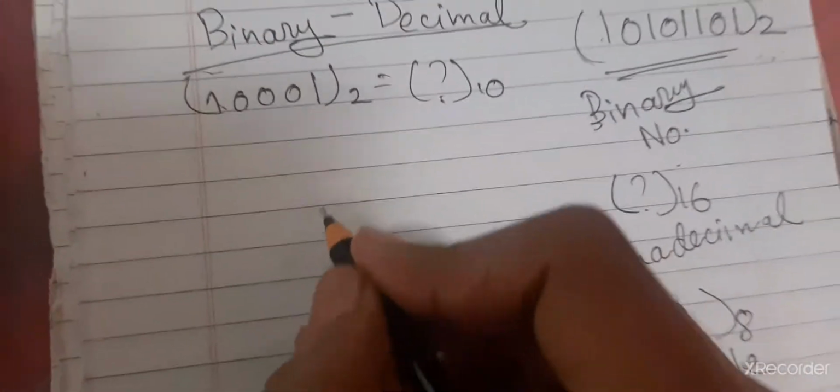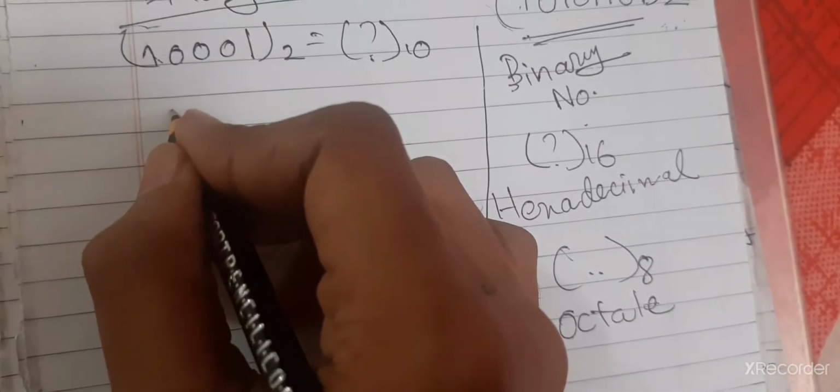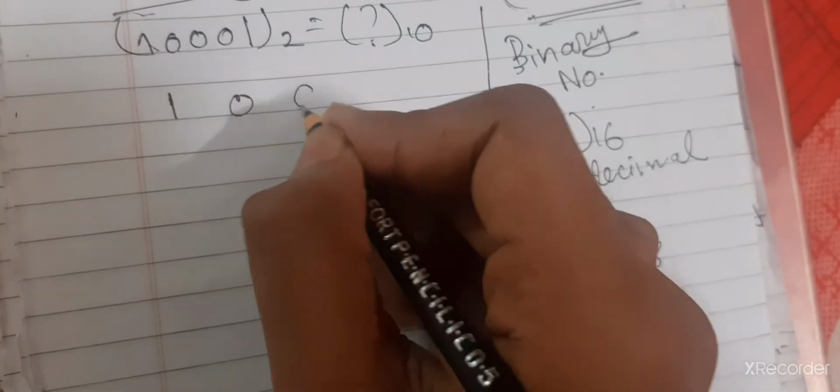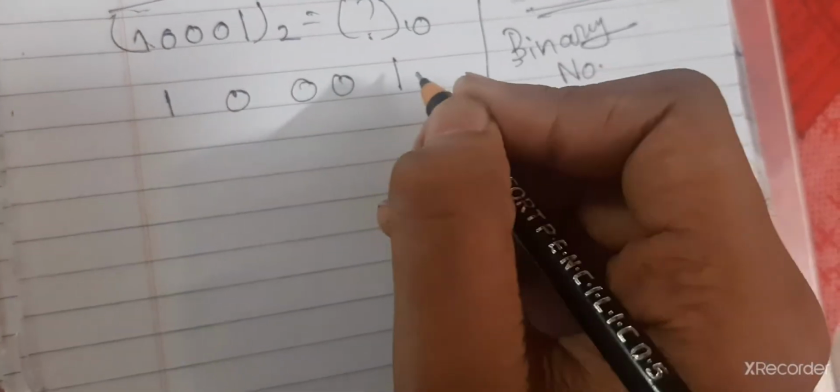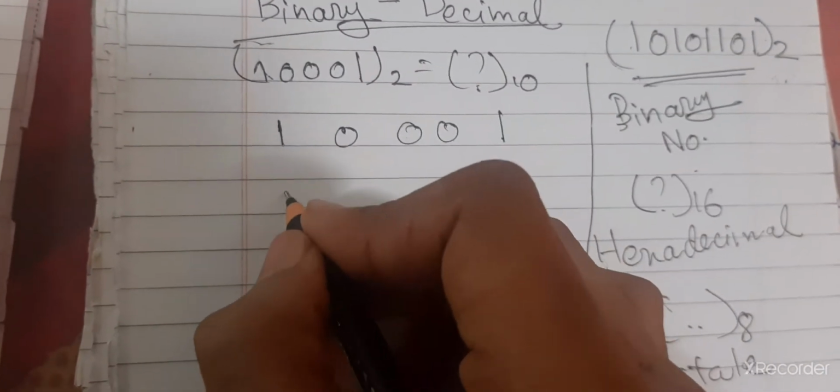Suppose let us take the same number, that is 10001 at the base 2. What will it give us in decimal numbers? So let us see how we are going to convert this. We are going to write serially 1 0 0 0 1. So here's what we will do.